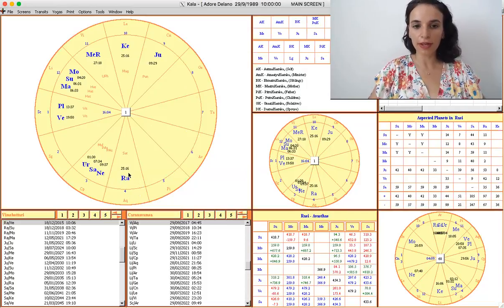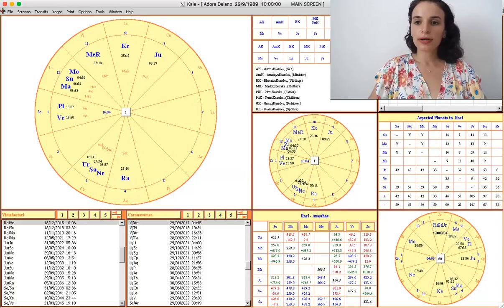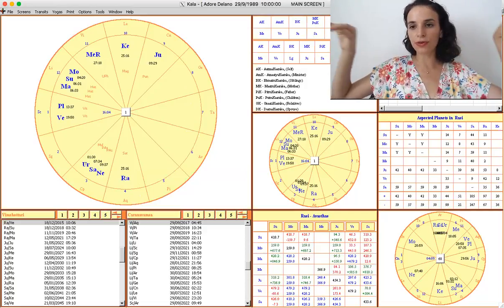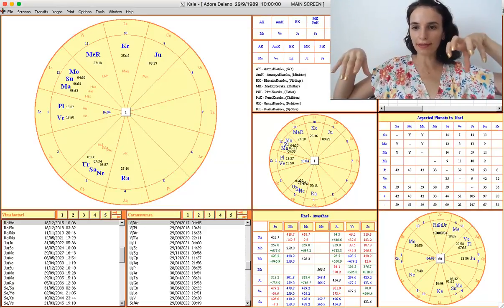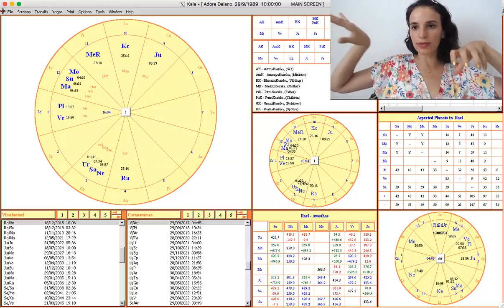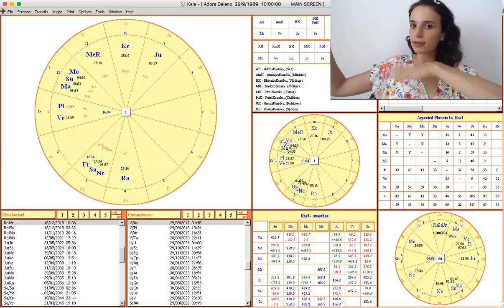So if we have the vehicle, we can travel long distances, because the 7th, besides being partners, is also long distance travel, foreign travel, because it's the point that is furthest from your path, from the first house. It's the opposite side, so it's, you know, journey to distant places.